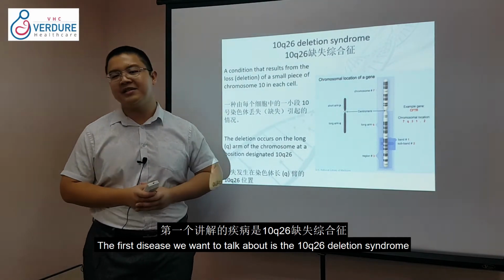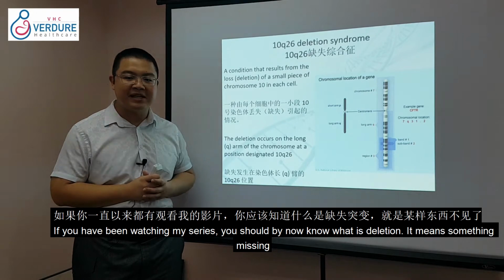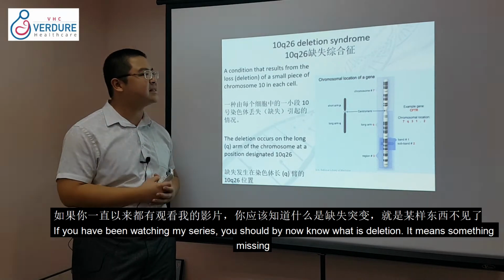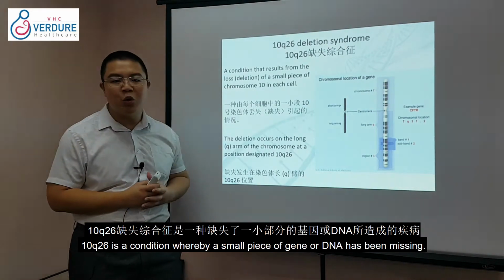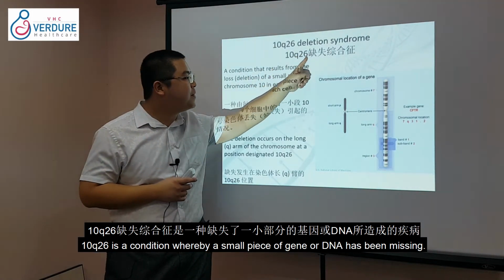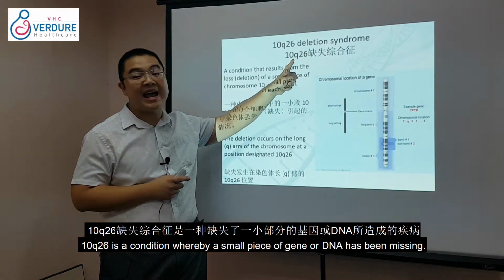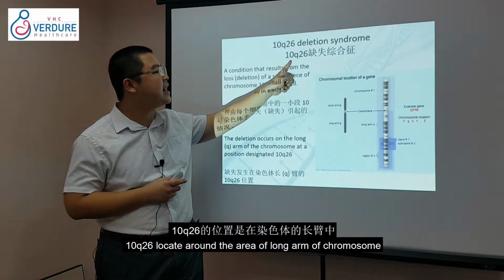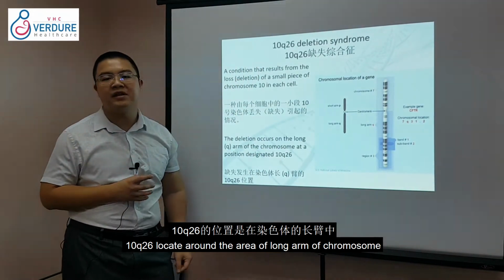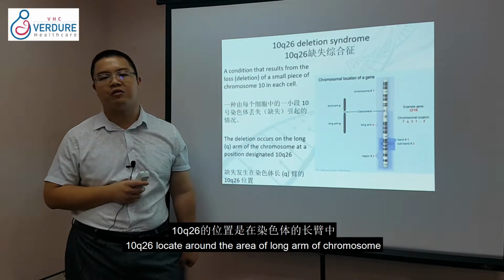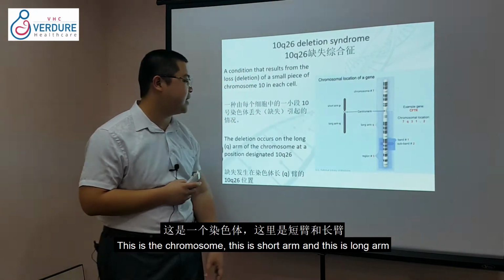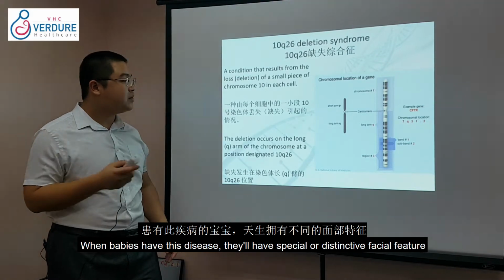10q26 deletion syndrome. All right, friends, by now if you have been watching my series, you should know what deletion is, meaning there's something missing. 10q26 is a condition whereby a small piece of gene or DNA has been missing, and this is the 10q26, which is around this area in the so-called long arm of the chromosome. This is the chromosome, this is the short arm, and this is the long arm.